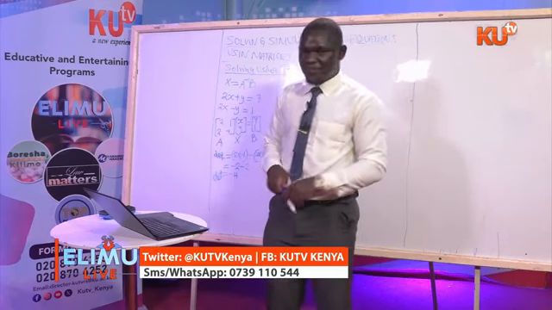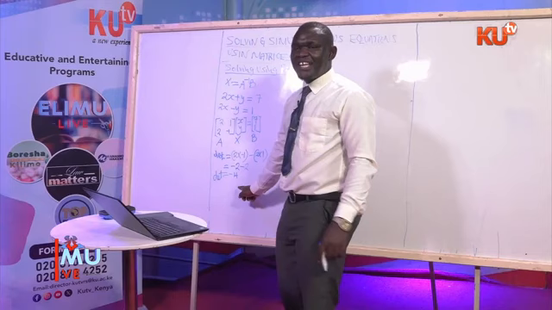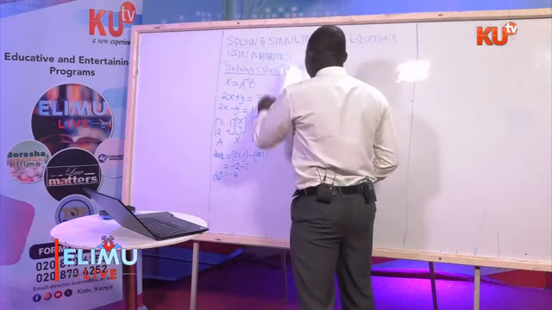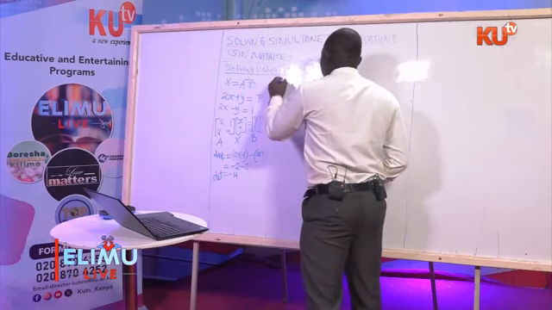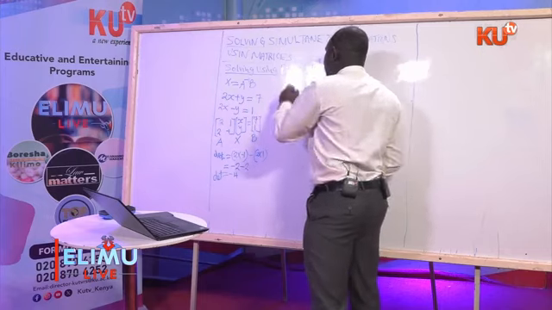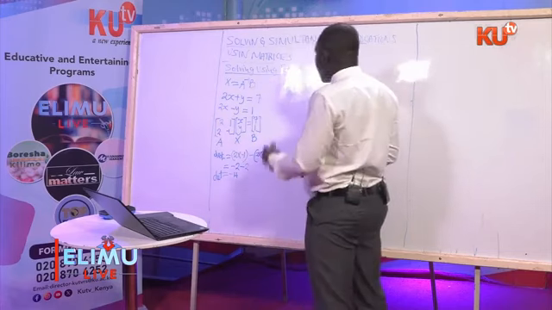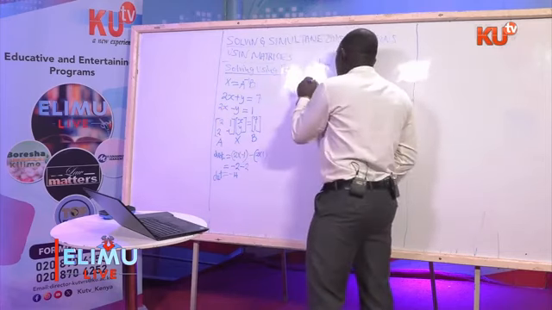Are we there? Very nice. After getting the determinant as negative 4, let us now get the inverse of A. The inverse of a matrix is simply obtained by taking 1 over the determinant.